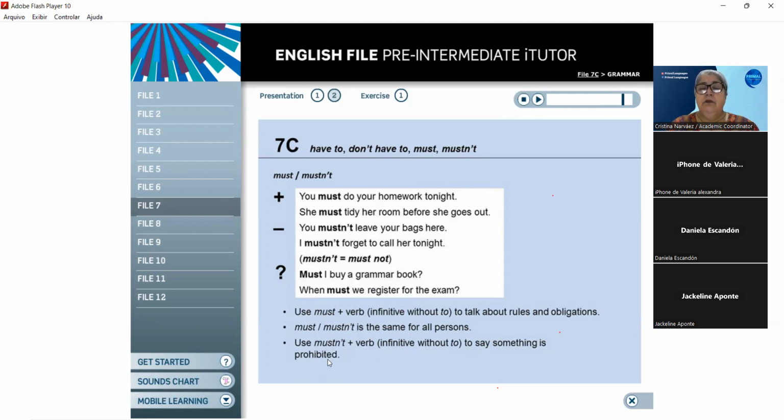Okay. Entonces también cambia el sentido. Must indica obligation, pero en su forma negativa indica prohibited.